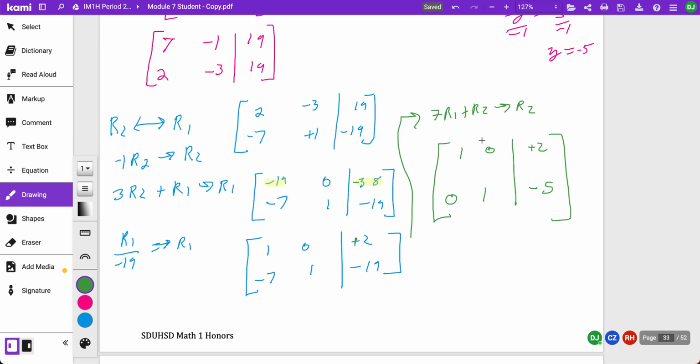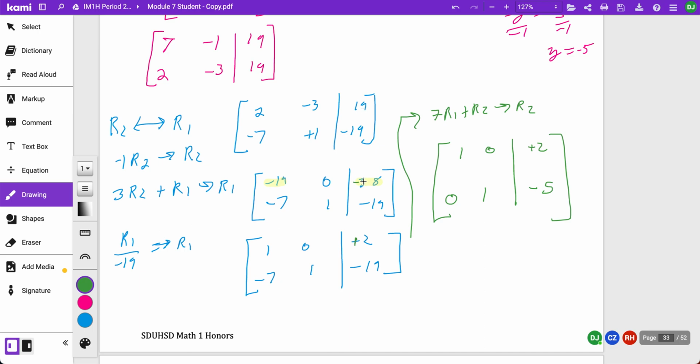I'm a little rusty as well. So like I said, I made the mistake right here. This should have been a -38 over there. 3 times row 2, so it should have been a -57. -57 plus 19 would give me a -38.